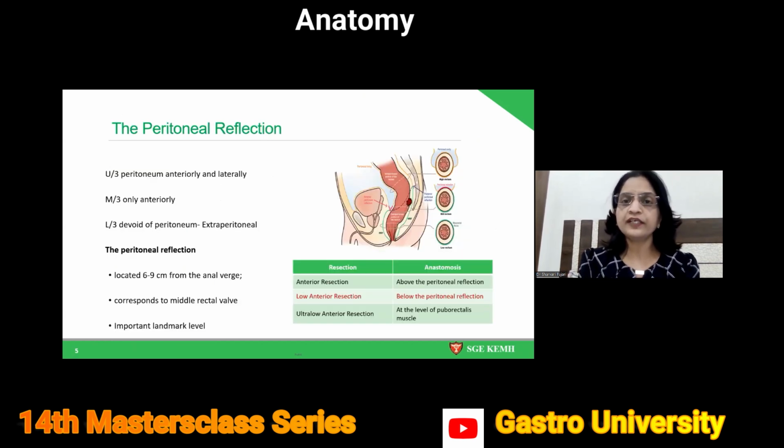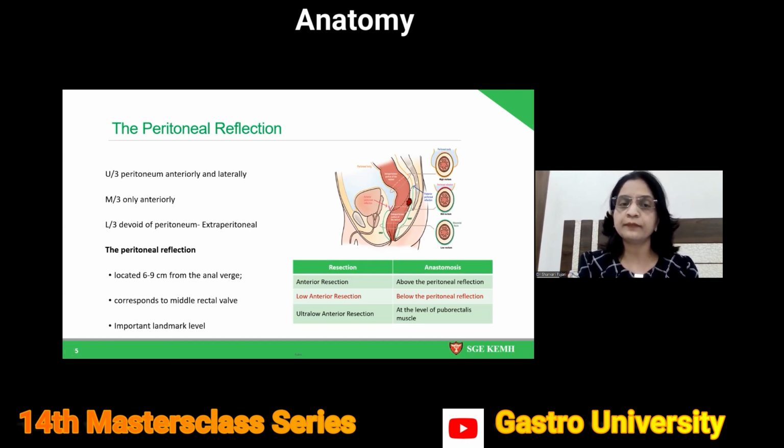Now coming to peritoneal reflections. The rectum is covered with peritoneum. In the upper third, the peritoneum covers it anteriorly and laterally. In the middle third, it is covered only anteriorly, and the lower third is completely devoid of peritoneum, or extraperitoneal. The peritoneum which comes in front of the rectum gets reflected, and this is known as the peritoneal reflection. This level corresponds to about 6 to 9 centimeters from the anal verge.